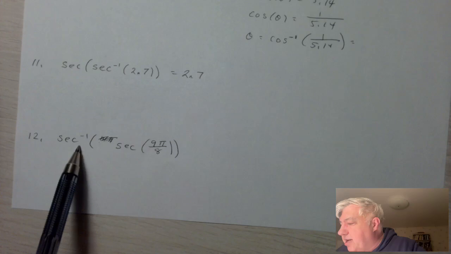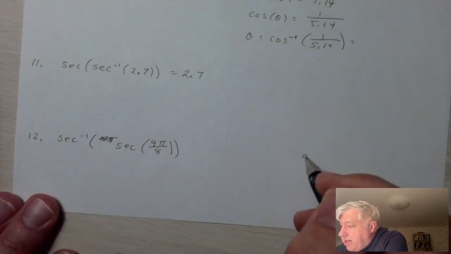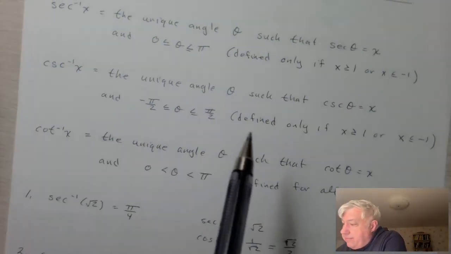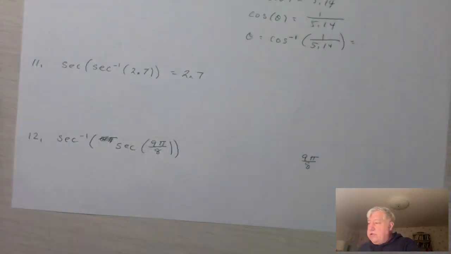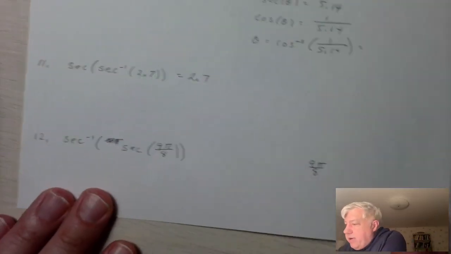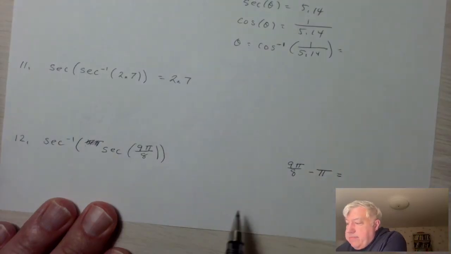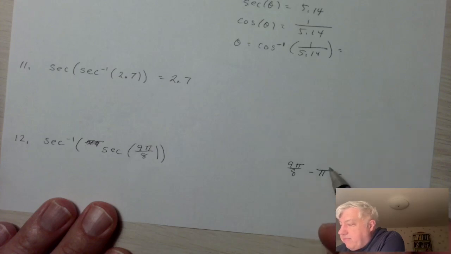Now, if you were to compose these in the other direction, the inverse secant of the secant of 9 pi over 8. Is that the answer? Well, the inverse secant has to be between 0 and pi. So unfortunately, this is bigger than pi, so we can't do that. This is not going to be the answer, but if we subtract pi from this, actually we can subtract 2 pi.